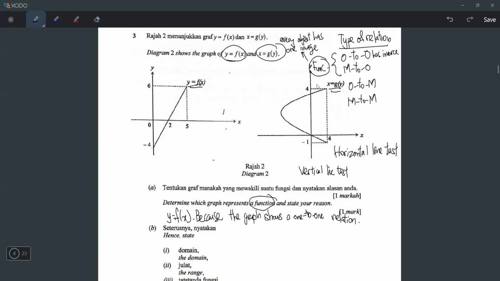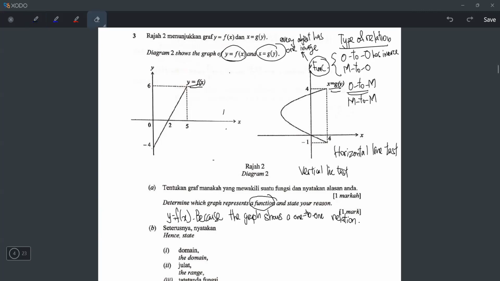But why is this not the answer? It's because this is not a one-to-one and it's also not a many-to-one. How do I know? Because I already half-filed the shape. Many-to-one graph, it looks like a quadratic curve. Yes, I know this is a quadratic curve, but look at this. This is not a U shape. It's like a C shape. It's already like the balik already. So this is actually a one-to-many curve. That is why it's not a function, because it's a one-to-many, and one-to-many is not considered a function.